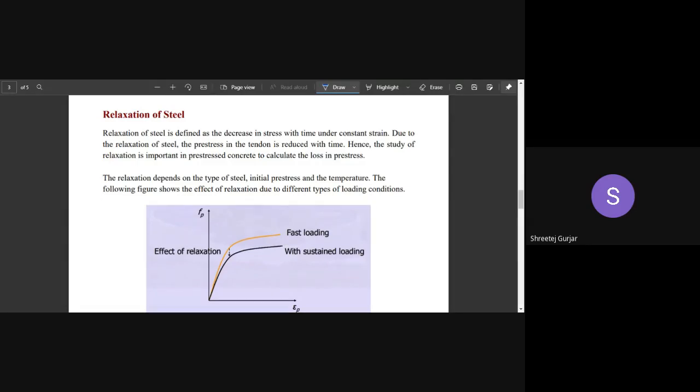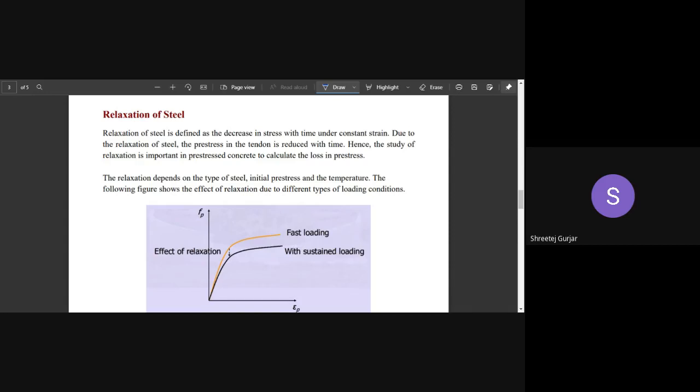So what this says is there is a constant amount of strain, but there is a decrease in stress with time. As time passes, at a constant strain, there is a decrease in stress value. So that is relaxation of steel: decrease in the stress value as time passes under constant strain. Not under constant load, but under constant strain. That is our relaxation of steel.